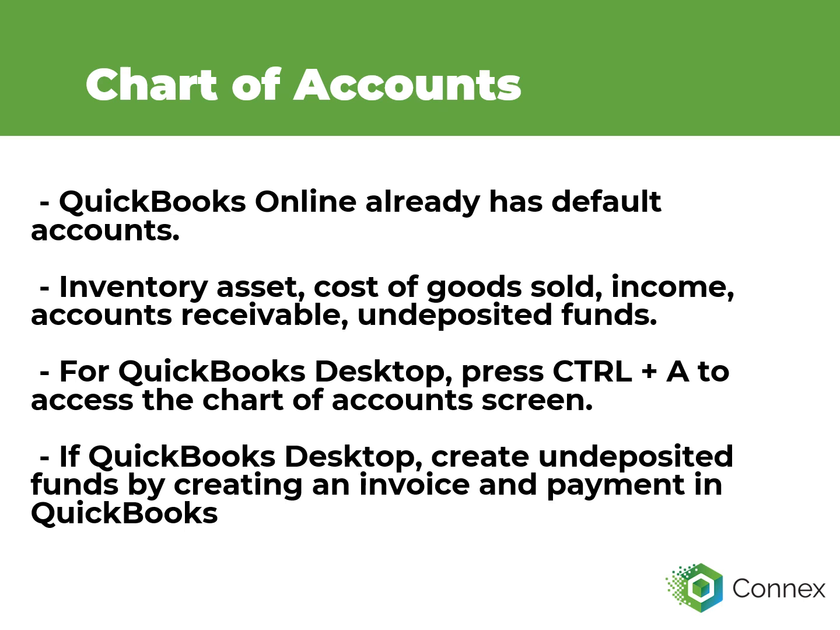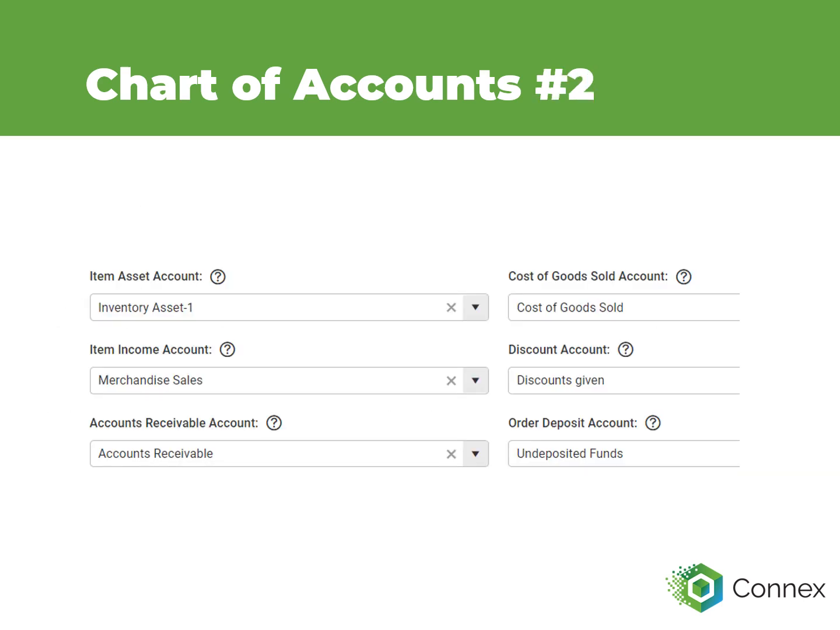If you're QuickBooks Online, QuickBooks has a sales of product, discounts given, undeposited funds, AR, inventory asset, and COGS account that you already need to. Should be all set. And here's an example chart of accounts from a Connex for QuickBooks user. You can see they have an inventory asset account of type inventory asset, cost of goods sold, item income, discounts given, AR, and a deposit account.